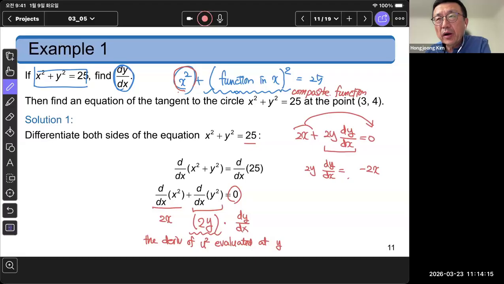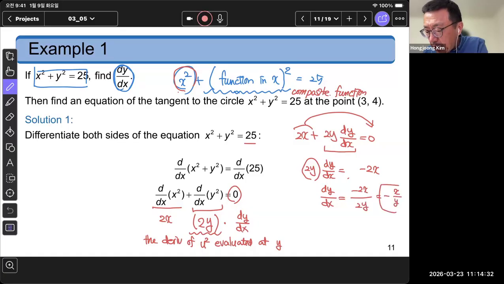And then please divide this equation by the term in front of dy dx. So dy dx will be negative 2x over 2y. And I can cancel 2 and you get negative x over y. So that is the dy dx. That is the instantaneous rate of change of this function with respect to x. Okay? That is the slope of the tangent line when a certain point on the graph is given. Okay? So let me go back to this slide.